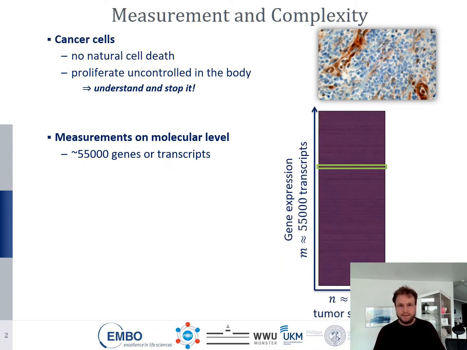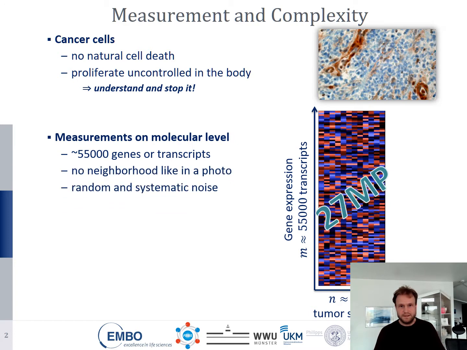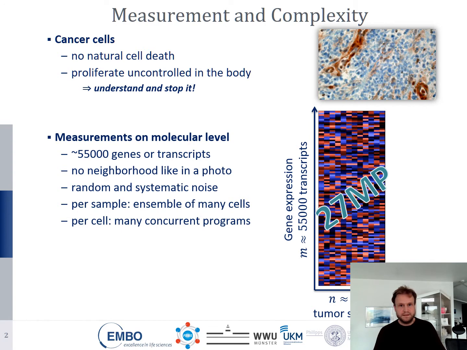And the typical data set for about 500 primary tumor samples looks like this, and you have to zoom in quite a bit before you can see individual measurement values. To give you a familiar number, it's about 27 megapixels, but in contrast to your typical photography, it doesn't have any neighborhood information. It's a quite complex signal, also with system random noise, and the complexity stems from the fact that you effectively measure a net sum of many overlapping effects, many different cell types per sample, and many different concurrent gene expression programs per cell. And in this sum, we would like to find signatures of interactions.